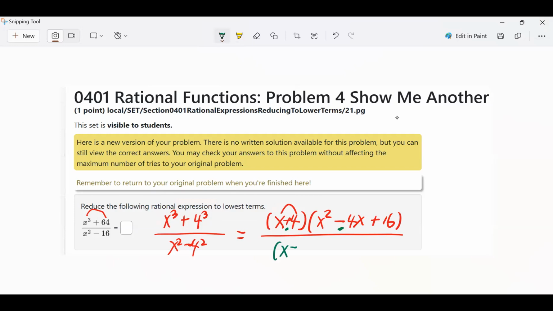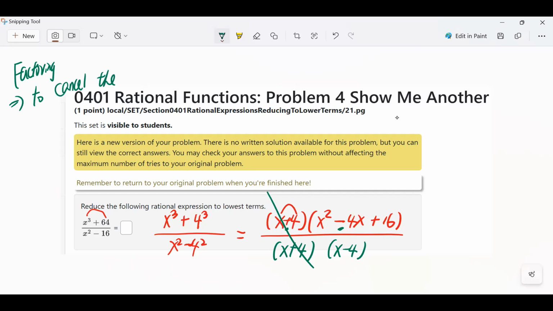On the bottom will be x plus 4, x minus 4. Now from here, we're just going to cancel the common factor. So again, the purpose of factoring is to cancel the common factor. This is the most important thing we do in order to simplify the rational expression we talked about. So it will be x squared minus 4x plus 16 on the top, and on the bottom, it's x minus 4.